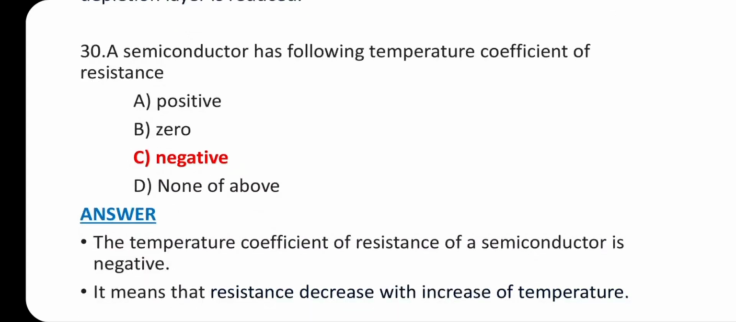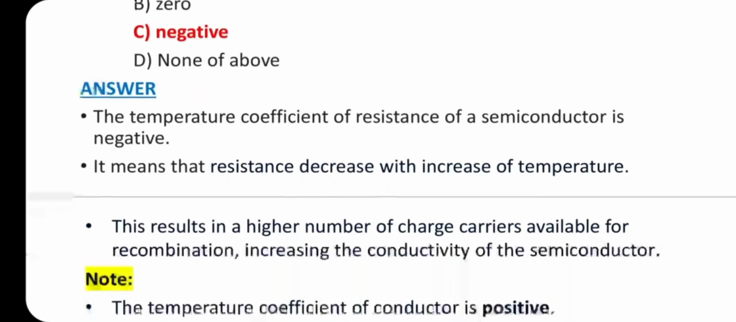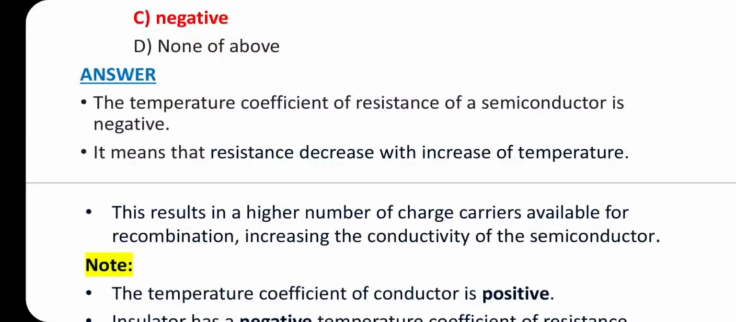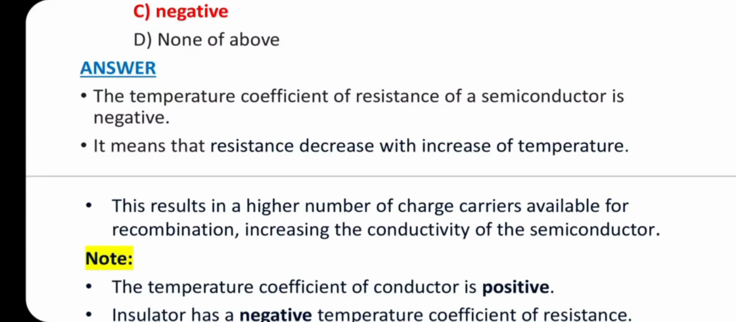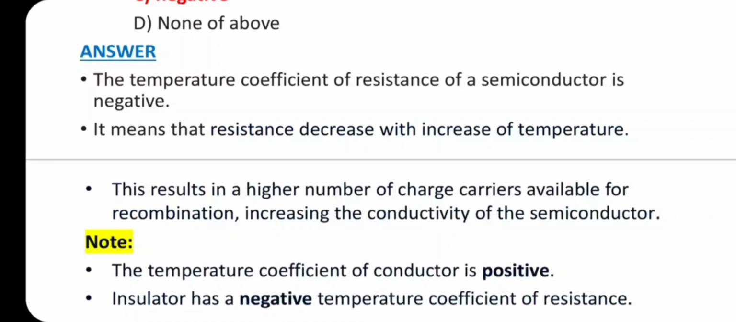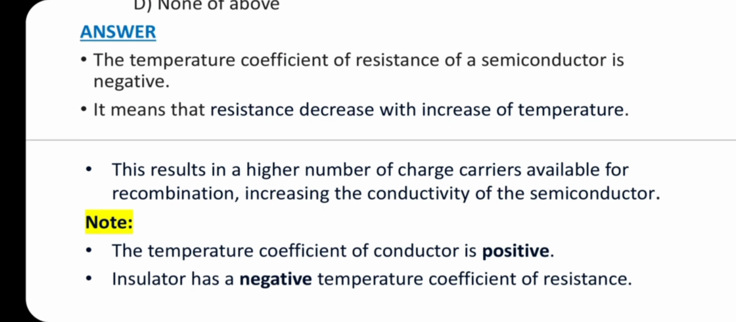Question number 30. A semiconductor has the following temperature coefficient of resistance. The answer is option C, negative. The temperature coefficient of resistance of a semiconductor is negative. It means that resistance decreases with the increase of temperature. This results in a higher number of charge carriers available, which increases the conductivity of the semiconductor.